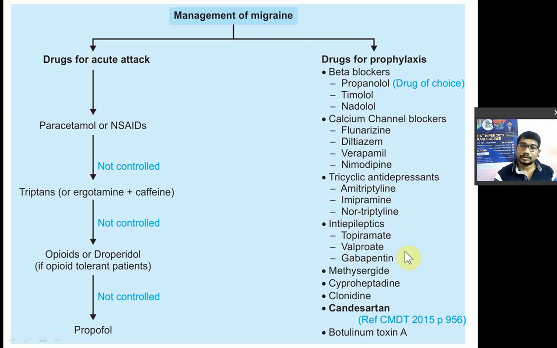Now anti-epileptic drugs like topiramate, valproate, gabapentin are also used in the prophylaxis of migraine. Then methysergide, cyproheptadine, clonidine, then candesartan and botulinum toxin A. Botulinum toxin A is used when migraine headache persists for more than 15 days, that is, it is not controlled in 15 days. So finally botulinum toxin A is given.